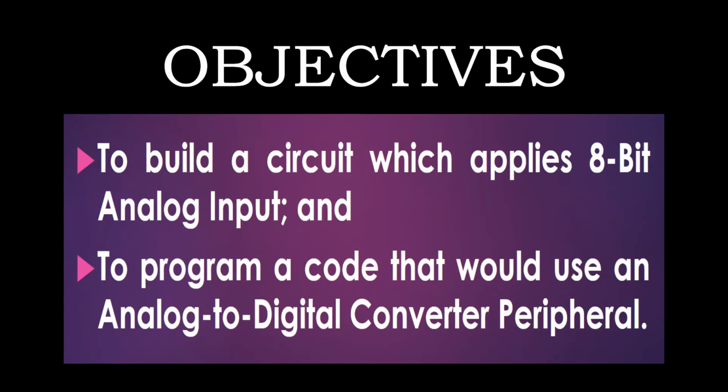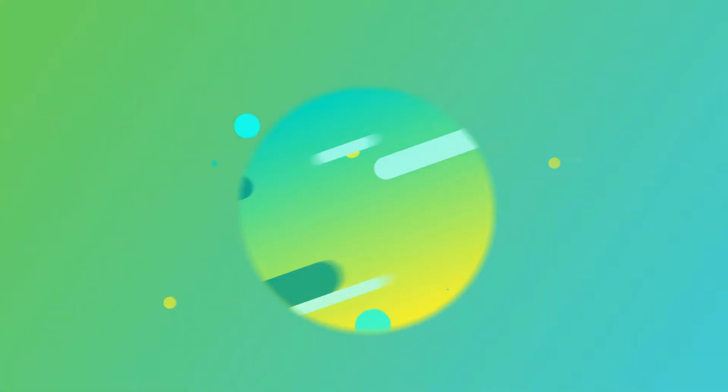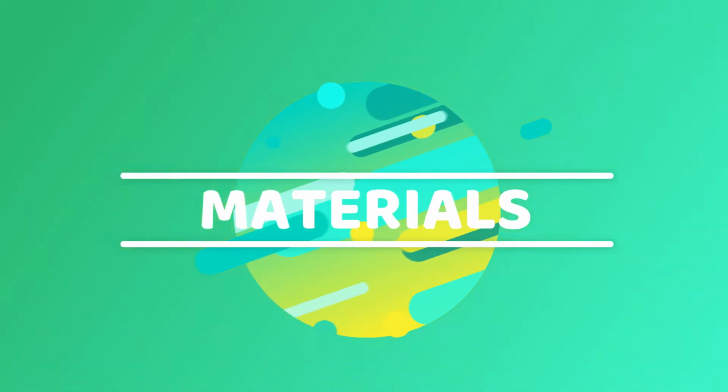Today I will perform our experiment number 5 in digital electronics. It is entitled 8-bit analog input. The objectives of this experiment are to build a circuit which applies 8-bit analog input and to program a code that would use an analog to digital converter peripheral. Now here are the materials needed for our experiment.